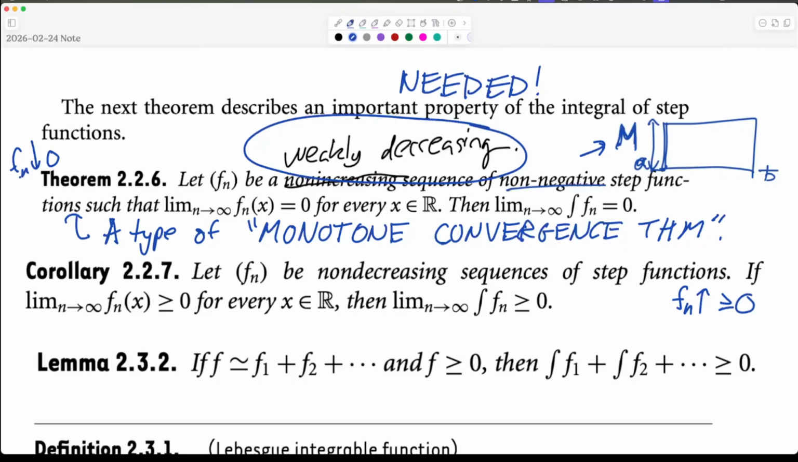The nice thing is, we don't need to know what the limit is. As long as the limit is something, and that something is greater than 0, then the limit of the integrals is also greater than 0. You can make a reversed version of this, where you have a bunch of things going down to something negative, and then the integral will be negative. That will be useful. So this greater than is handy for our proofs.